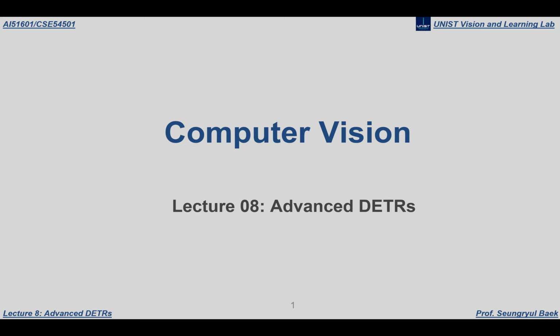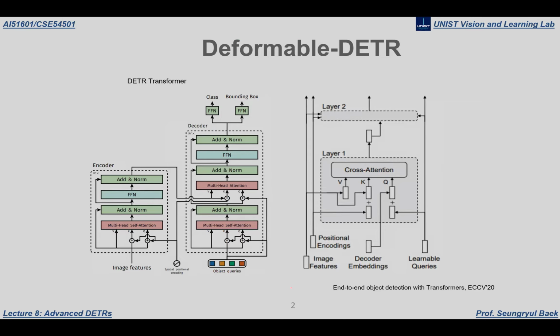So today we will see how we learned about the DETRs, which is the transformer-based object detector previously. So today we will see a more advanced version of the DETR. So this is the DETR architecture previously that we learned.